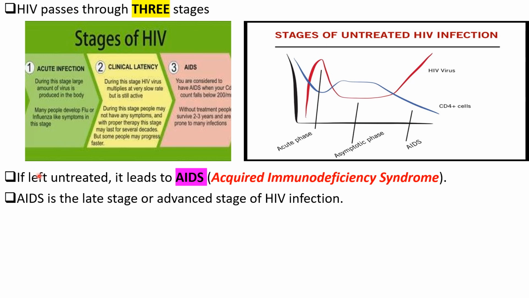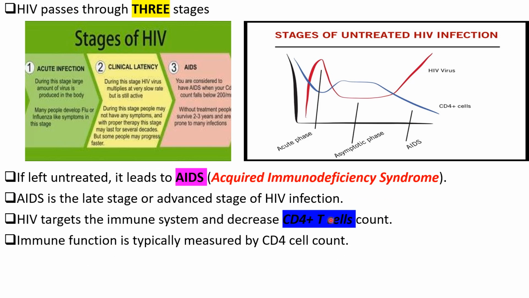If HIV is untreated, it leads to AIDS, acquired immunodeficiency syndrome. AIDS is the advanced stage of HIV infection, that is the last stage. Mainly the HIV virus targets the immune system and decreases the CD4 T cells count.